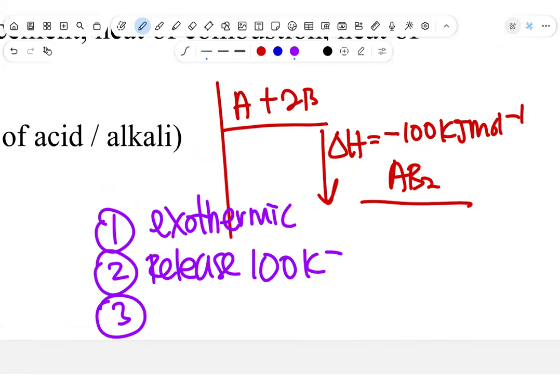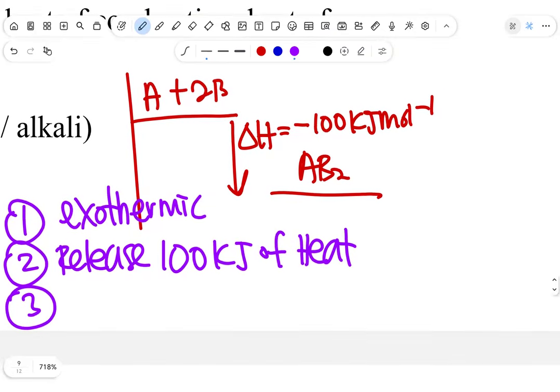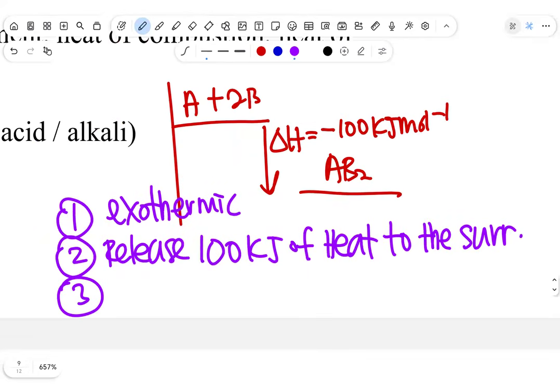100 kilojoules. So when you say absorb or release heat, make sure everyone mentions the word surrounding. You absorb heat from the surrounding, you release heat to the surrounding. So don't forget your surrounding. So this reaction releases 100 kilojoules of heat to the surrounding. Last one, what else can we know from the energy level diagram?